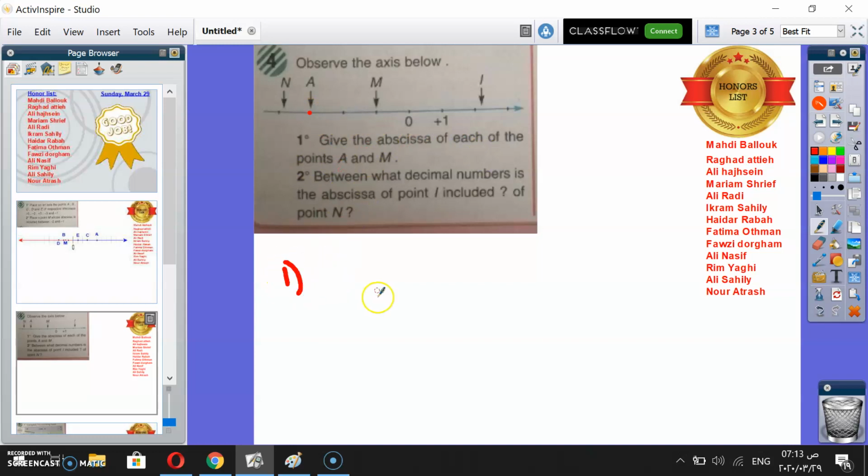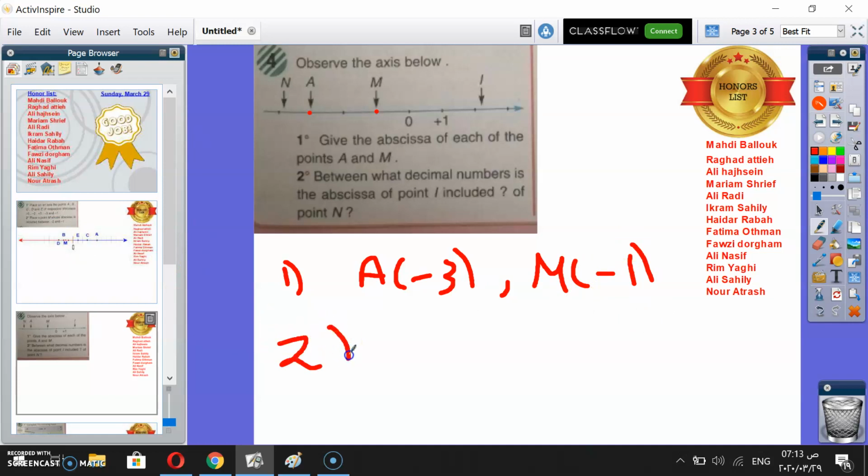I can write it like that: A into parentheses -3. This means that the abscissa of point A is -3. Point M, so this is 0, left to 0 I have 1 unit, so M is -1. So the abscissa of point M is -1.